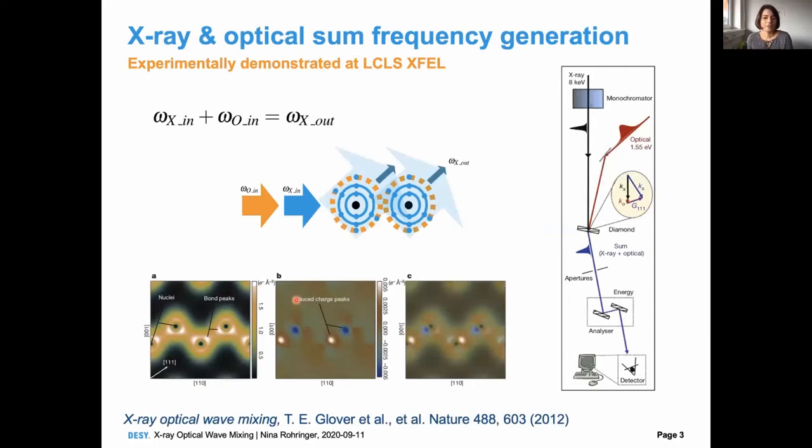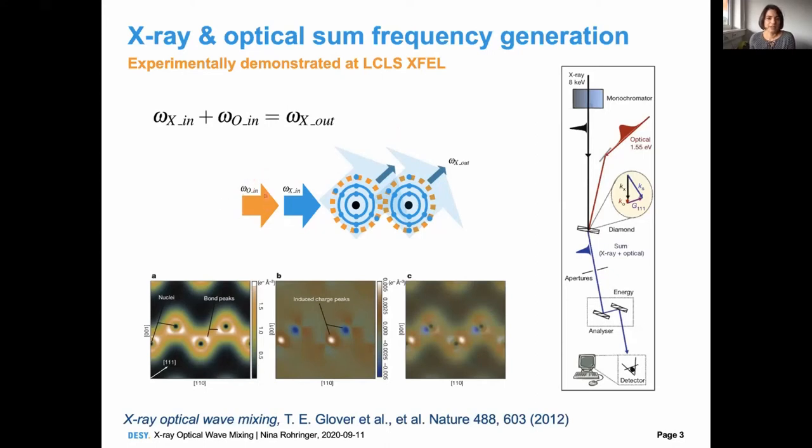So the first experimental breakthrough in this X-ray optical wave mixing was achieved back in 2011 by Ernie Glover and collaborators. This was an experiment performed at the LCLS Free Electron Laser in Stanford. And here you see a sketch of the experimental setup of this sum frequency generation process. You would start out with the FEL that emits pulses at around 8 keV photon energy, monochromatize the pulses and overlap them in time on the sample, which was diamond in that case, with an optical laser pulse. And by sum frequency generation, you would create basically an outgoing photon in the X-ray domain that has a slightly upshifted energy.